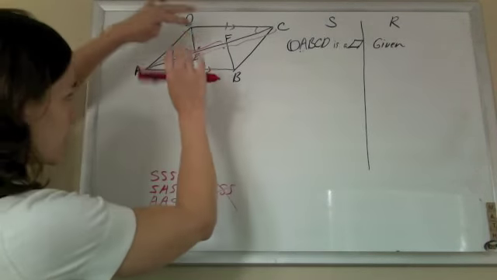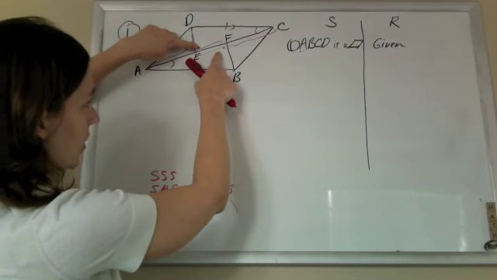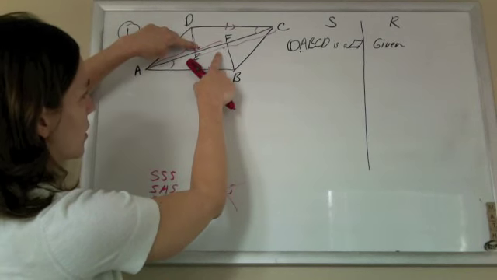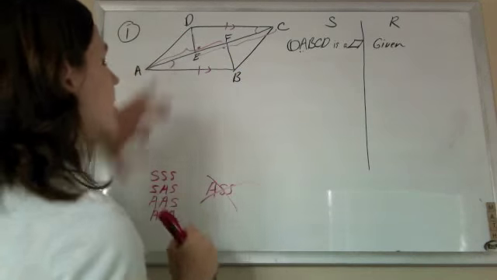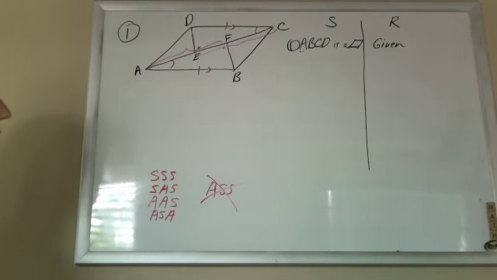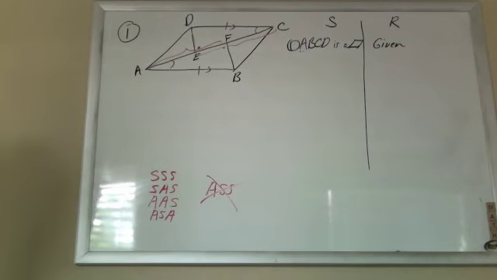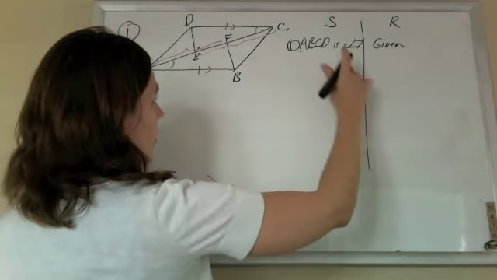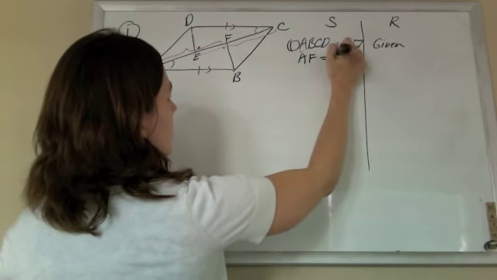Because once I can prove the side, angle, side, then I'll have these angles by CPCTC, corresponding parts of congruent triangles are congruent. And then I'll have these lines parallel because of my parallel theorems. And so now you just have to write out everything we just said. So we've got our given, and our given was that AF is congruent to EC.